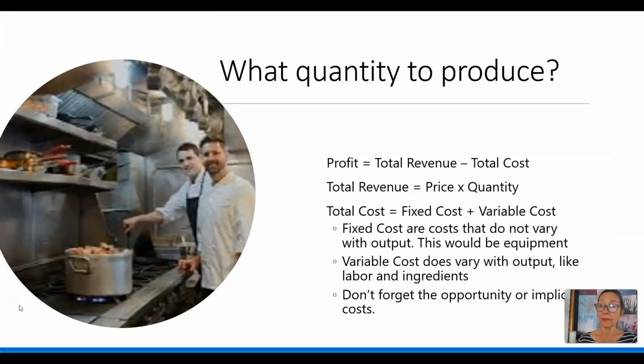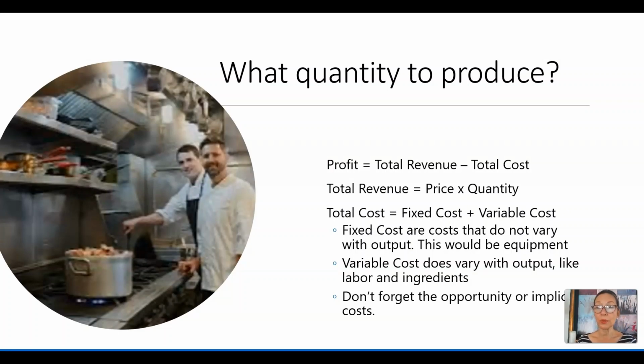So we want to maximize profits. And we know that profits are equal to total revenue minus total cost. So now you're going to want to write this down. You need to absolutely, positively memorize this formula. In terms of quantity to produce, what is the goal of the firm? The goal of the firm is to maximize profit. So how do we define profit? Profit is total revenue minus total cost. So this is a formula that you need to jot down in your notes. Profit equals total revenue minus total cost.